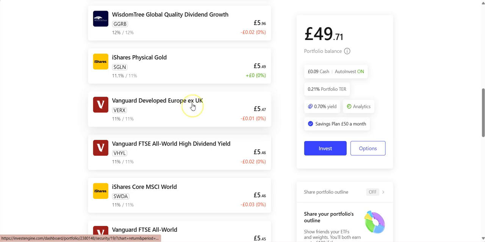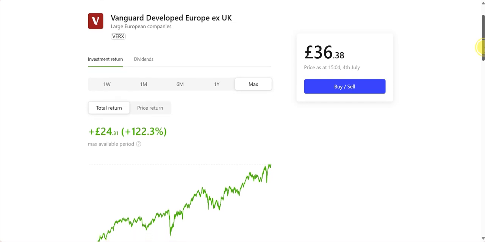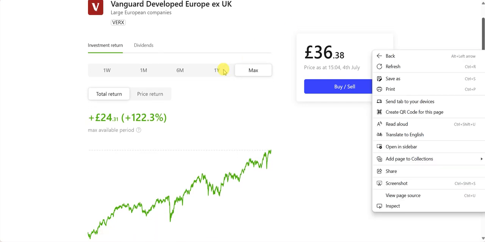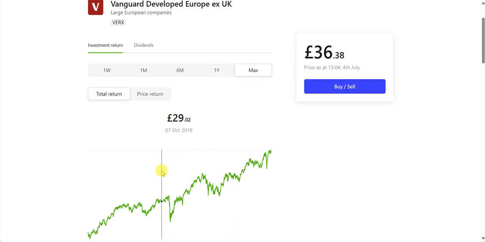Right, this is the Vanguard developed Europe, excluding the UK. I think it's good to have some Europe in your portfolio. As you can see, 9.34% for the year is doing better than America. America's a bit up and down this year, because of all that's been happening in the news. So that's why America's more like 5-6%. And again, if you want to do the max, you do the percentage divided by the years.